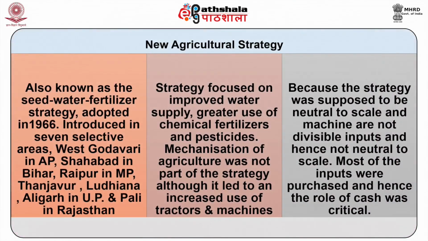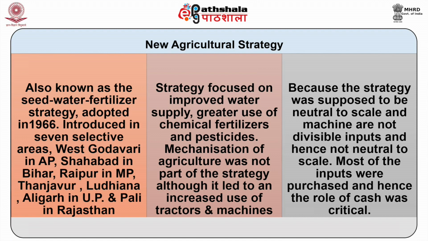This new agricultural strategy, also known as the seed-water-fertilizer strategy, was adopted in 1966. The new strategy was introduced in 7 selected areas, which include, inter alia, West Godavari in Andhra Pradesh, Shahabad in Bihar, Raipur in Madhya Pradesh, Tanjavur in Tamil Nadu, Ludhiana in Punjab, Aligarh in UP and Pali in Rajasthan.